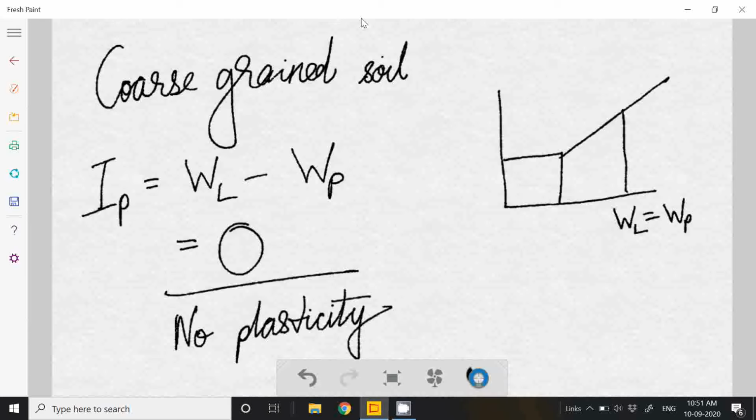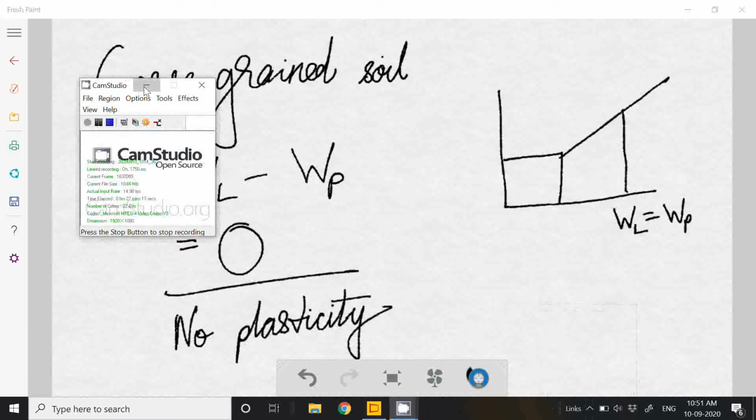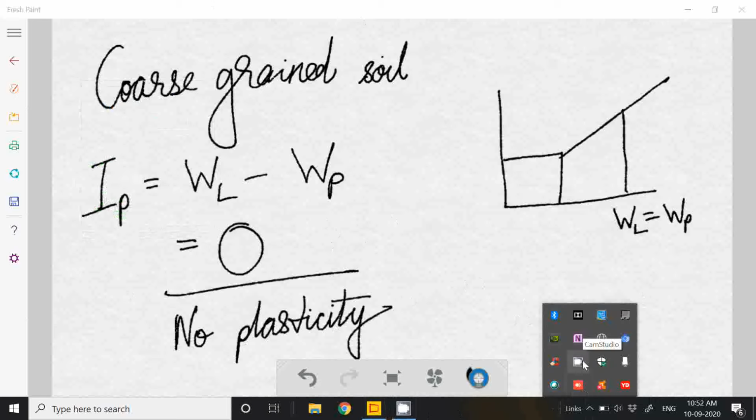So for coarse grain soils, obviously you can relate, isn't it? If you take a sandy soil or coarse grain soil, will you find any plasticity? You will not find any plasticity, right? This is the mathematics behind that: in coarse grain soil the liquid limit and plastic limit are the same, and when they are the same the IP value becomes 0, and ultimately there is no plasticity in the coarse grain soil.